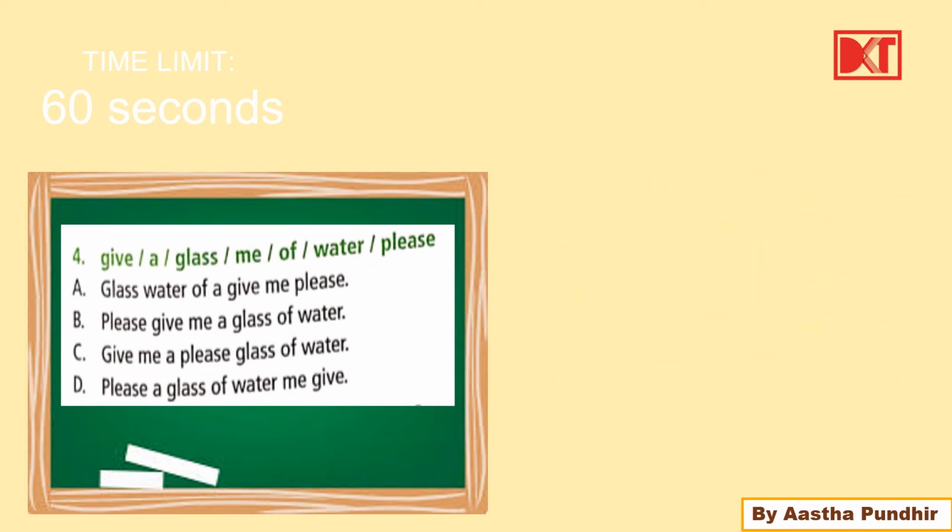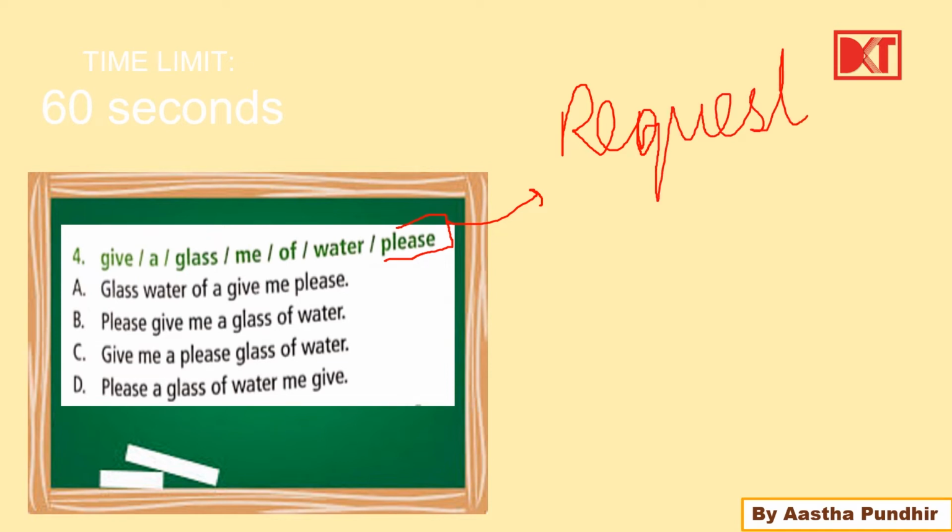Alright, so the next question says, give a glass me of water, please. So here we have please, which means, which kind of sentence is this? It is a sort of request we are making. Whenever there is please, there is a certain, what involved? There is a certain request involved.